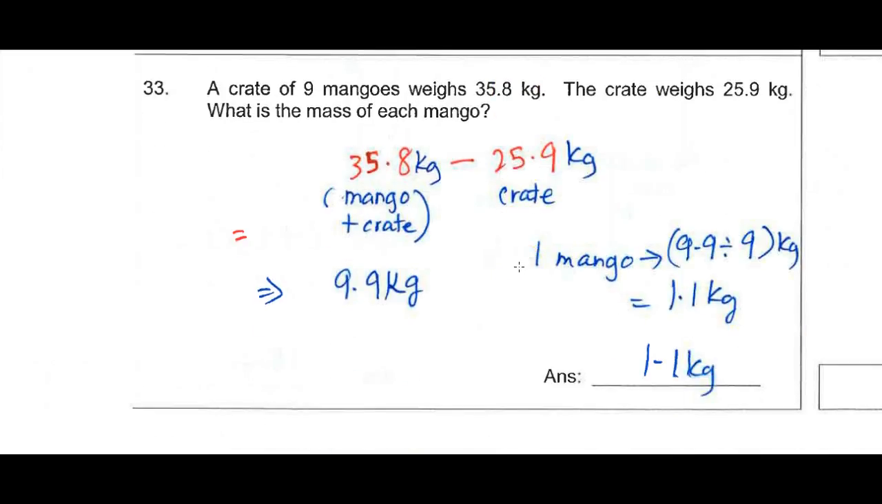A crate of 9 mangoes weighs 35.8 kg. The crate weighs 25.9 kg. What is the mass of each of the mangoes? Okay, all you have to do is take mangoes plus crate, take away the crate's weight, then you have 9.9. This is the total weight of the mangoes. To find the mass of each mango, take 9.9 divided by 9, which is 1.1 kg. Wow, heavy mangoes. Let's carry on.